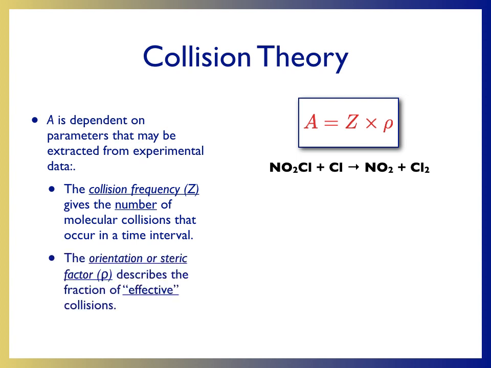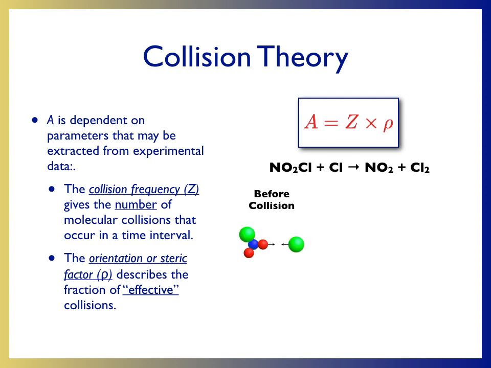The second term is called the orientation or steric factor and is given the symbol Greek letter rho. The steric factor also takes into effect that the collisions must be effective, or that the molecules must be oriented in a correct way to form products. Here's an example: the reaction between NO2Cl and Cl, forming NO2 and Cl2.